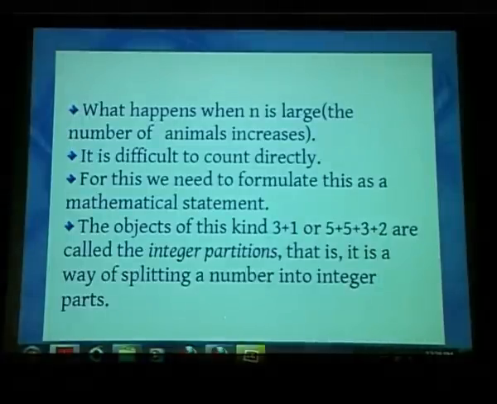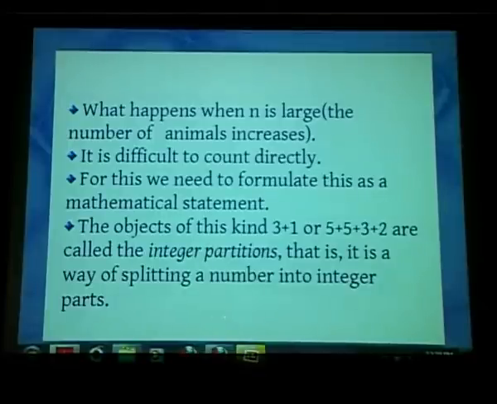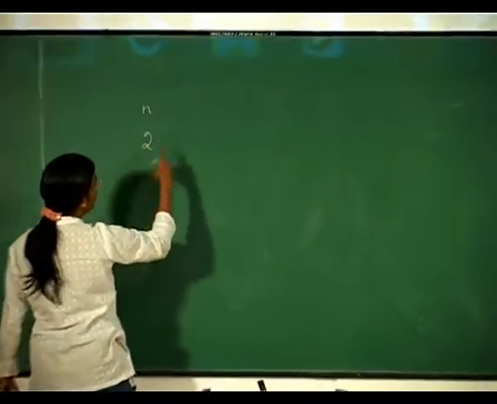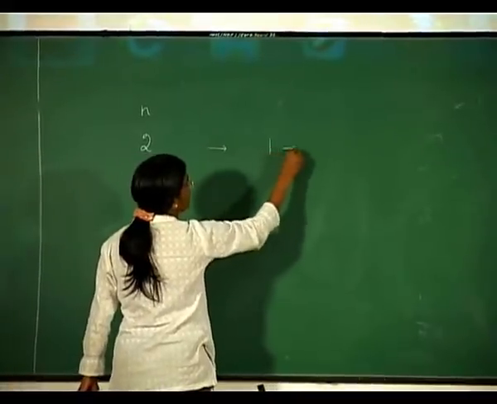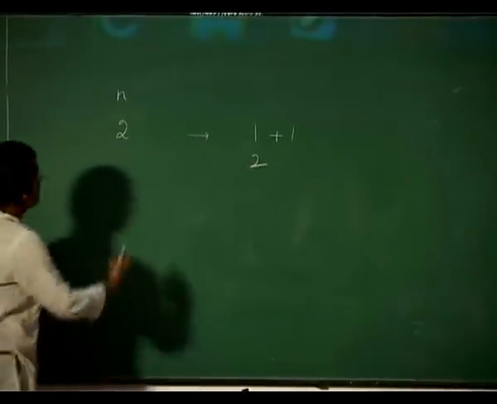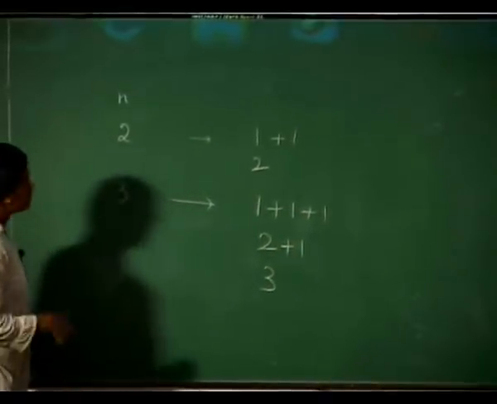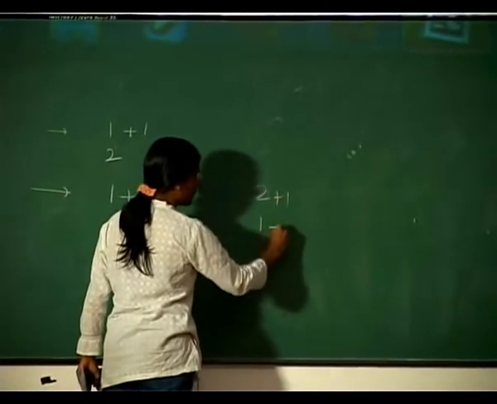So I am using the word part for the row length of each row. Here there are 2 rows, in which the first row has 3 elements and the second row has 1. So this has 2 parts. So integer partitions are the ways of splitting a number into integer parts. For n equal to 2, how many ways can you split this integer? You can split it as 1 plus 1 and 2, then 3, and 3.